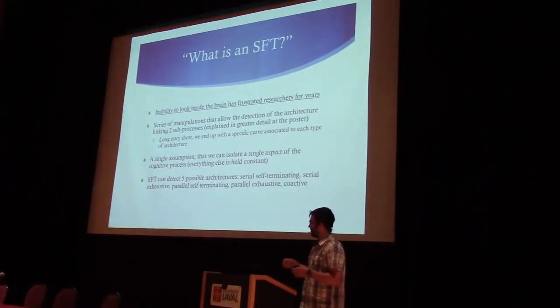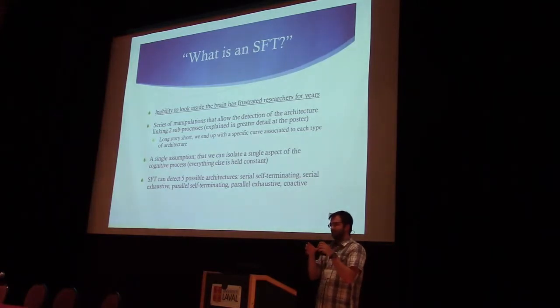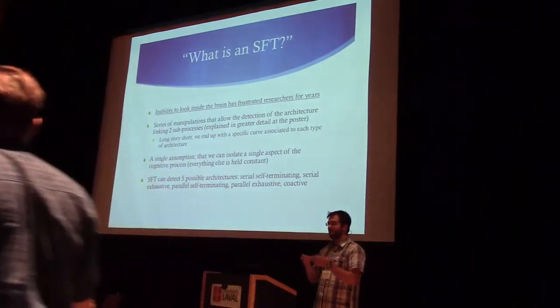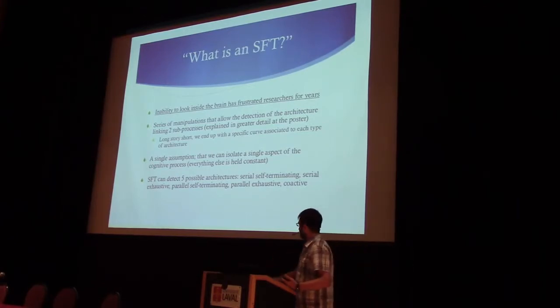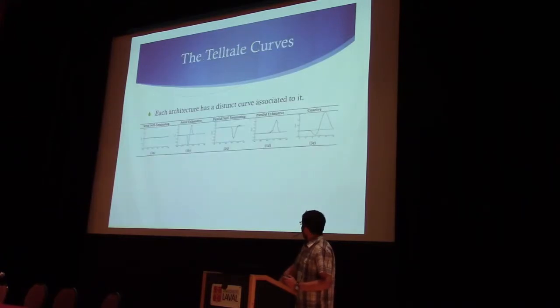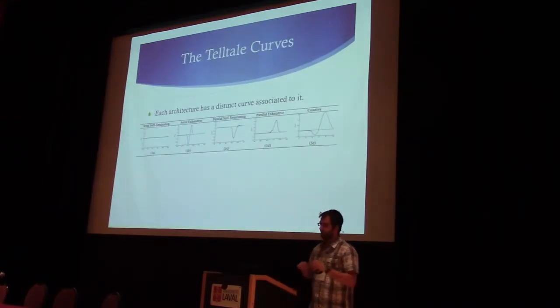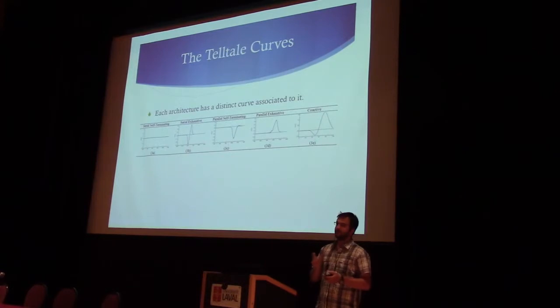It's really, really cool. We take a really simple part of the cognitive process, we dumb it down so everything else is held constant, and we just focus on that, and we vary stimuli according to it. I'll get back to it later. It's complicated to explain in 30 seconds here. Each architecture, in the end, has a specific curve associated with it. So after you've done all the manipulations of the data, you should get a curve.